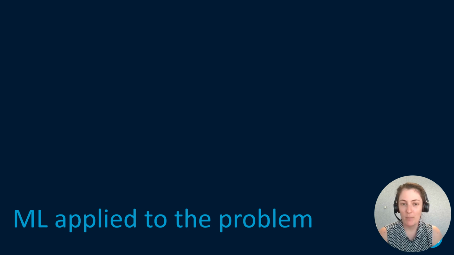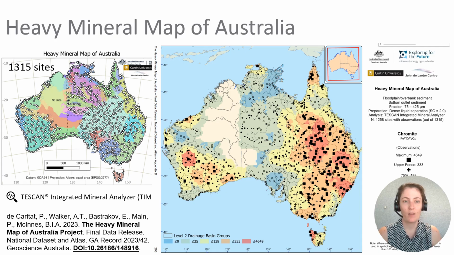So now that we've made our machine learning models and we're pretty sure that they work because that recall is looking pretty good, we can apply them to a prospectivity problem. So back in October of 2023, Geoscience Australia and Curtin University published the heavy mineral map of Australia. So this is minerals that were collected in stream sediments on the surface of Australia, almost across all of Australia, except for northern Western Australia there. And they analysed all of this data with TIMA.